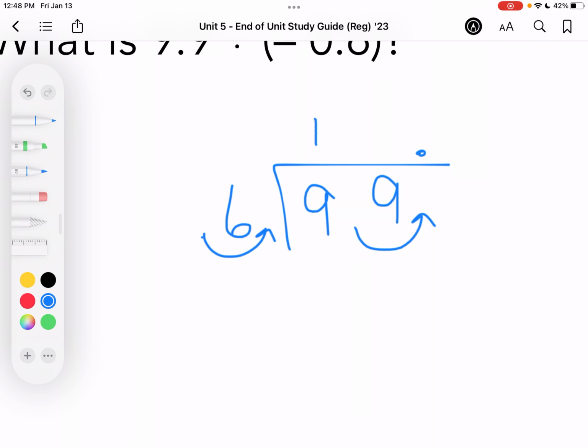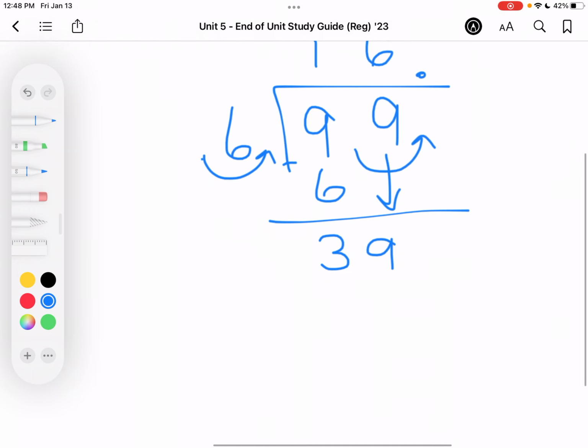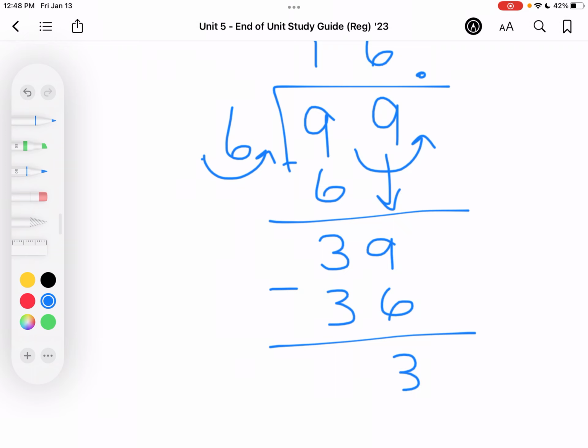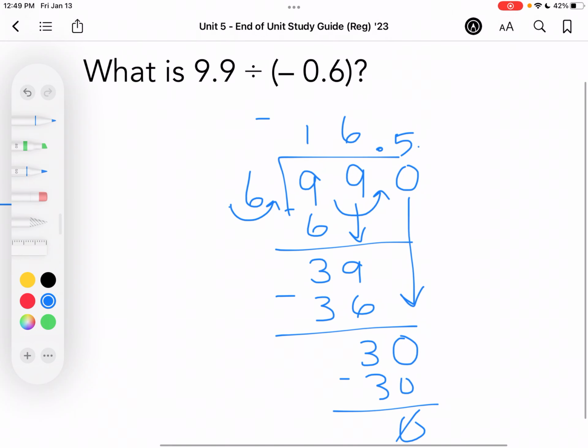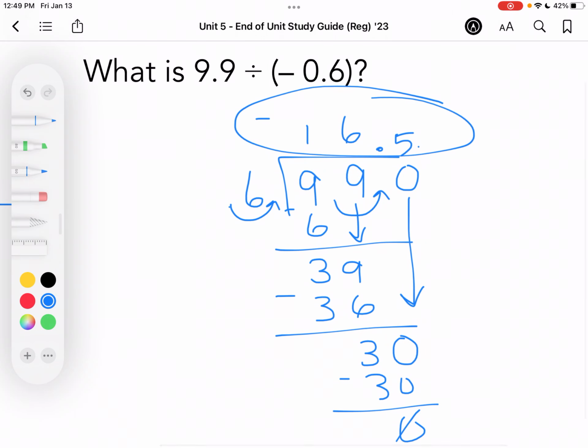6 goes into 9 one time. 1 times 6 is 6. I'm going to subtract and I get a 3. Bring down my 9. 6 goes into 39 6 times. 6 times 6 is 36. I'm going to subtract and I get 3. I'm going to have to add a 0. 6 goes into 30 5 times. 5 times 6 is 30. I'm going to subtract and I get no remainder. So I know it is negative 16.5.